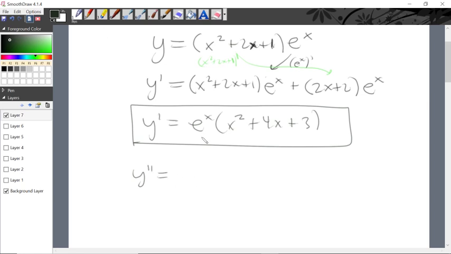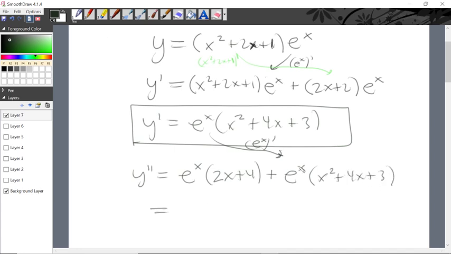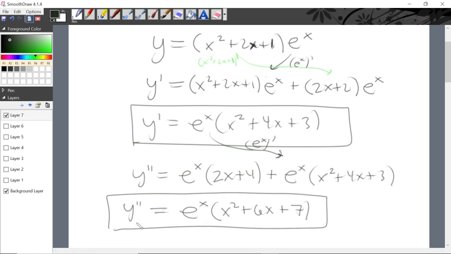So the second derivative now, let's leave the first one, e to the x, alone. Derivative of x squared plus 4x plus 3 is 2x plus 4. Plus, now let's take the derivative of e to the x, which is e to the x. So that's e to the x prime right there. And then times the other function left alone, x squared plus 4x plus 3. Now let's simplify this. Factor out e to the x, and then combine these. In standard form, there's an x squared, there's a 4x and 2x, which gives us plus 6x, and then 3 and 4 gives us 7. So there's y double prime simplified.